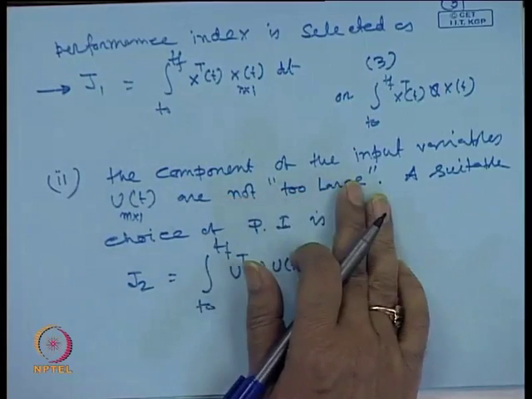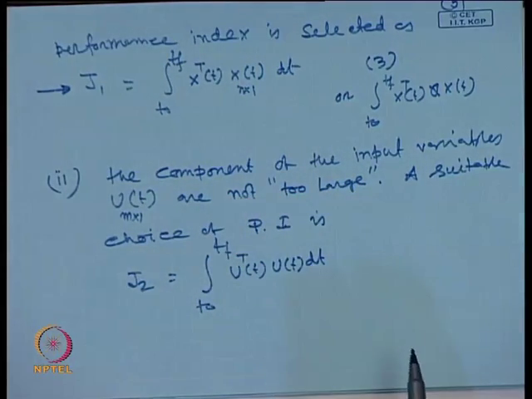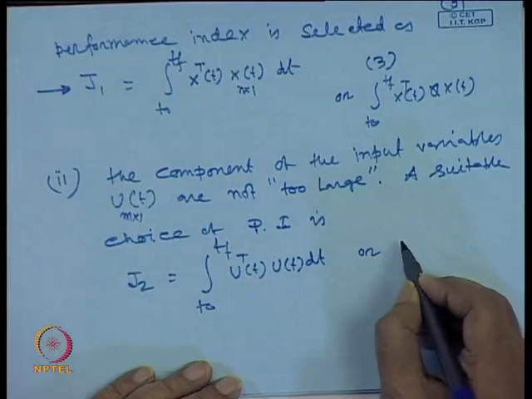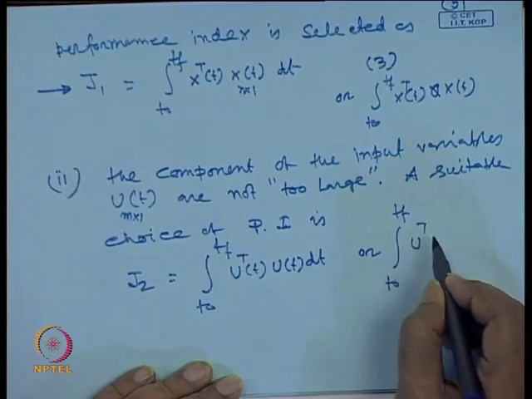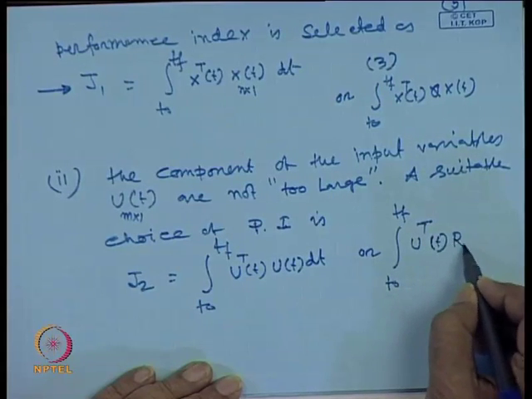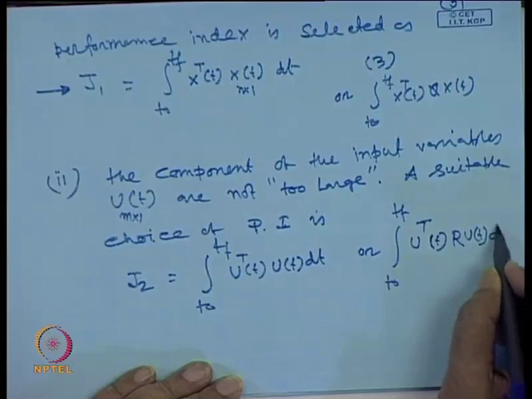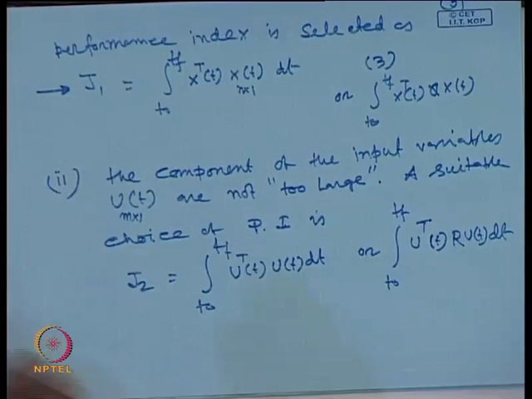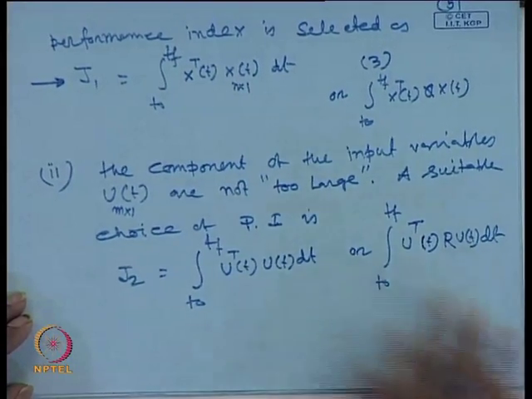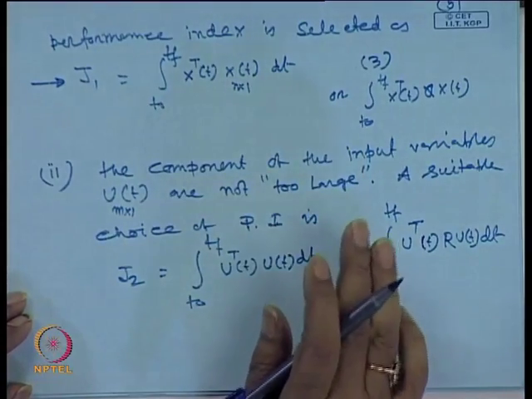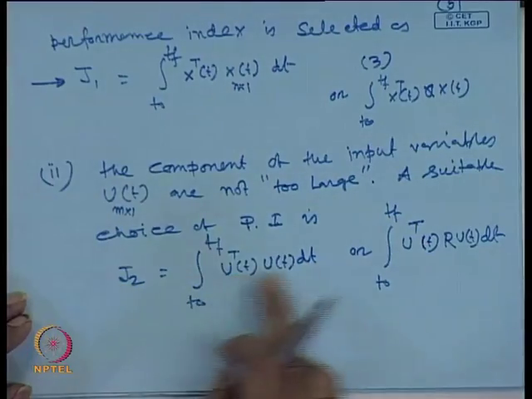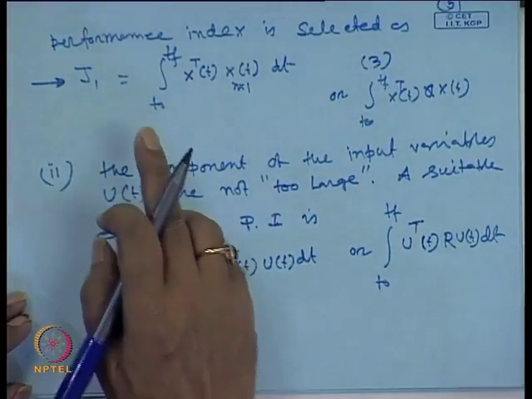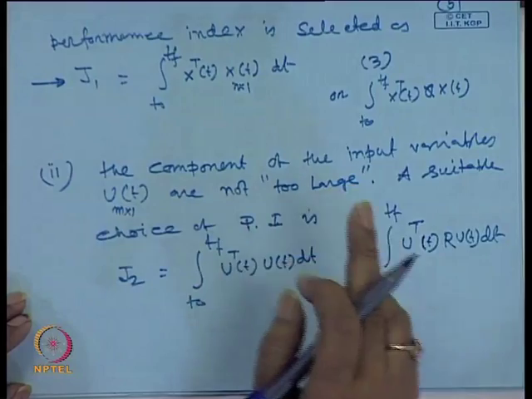Our objective now in this case is to make each input variable not too large. That is, one can select the integral from t 0 to t f of u transpose u, giving some weightage on u. So, this integral of u transpose u dt may also be our choice of performance index. Our problem is: find the control law u in such a way that this performance index is minimized subject to the constraint x dot equals a x plus b u.